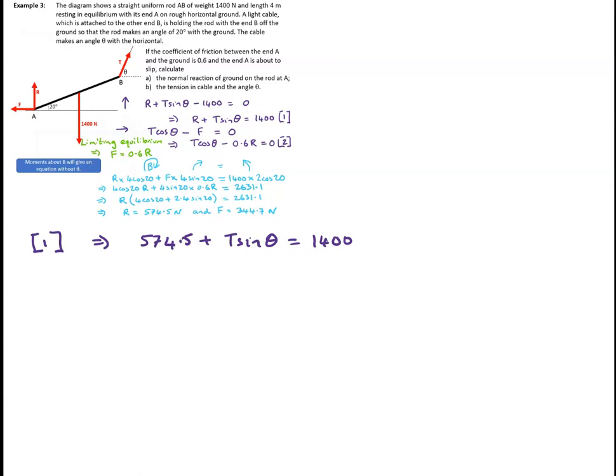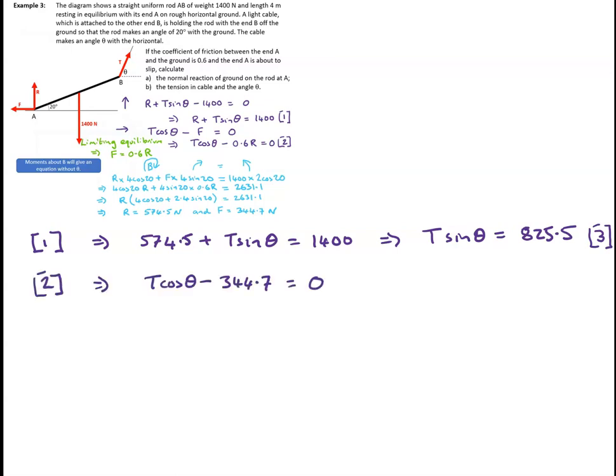So if we look at equation 1, equation 1 now tells me that R plus T sine theta is 1400, so that's 574.5 plus T sine theta equals 1400, so T sine theta must equal 825.5. Equation 2 tells me that T cos theta minus 0.6 R must equal 0. So that's T cos theta must equal 344.7.